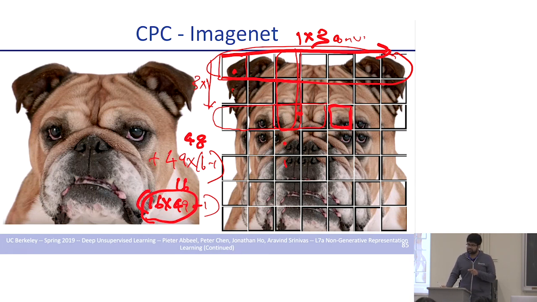So every patch in the same image as well as every other image is a negative sample for you. So for this particular patch, if you want to predict it, all the other patches in this image and all the other patches in every other image in the batch are going to be negative samples. That's for ease of implementation.